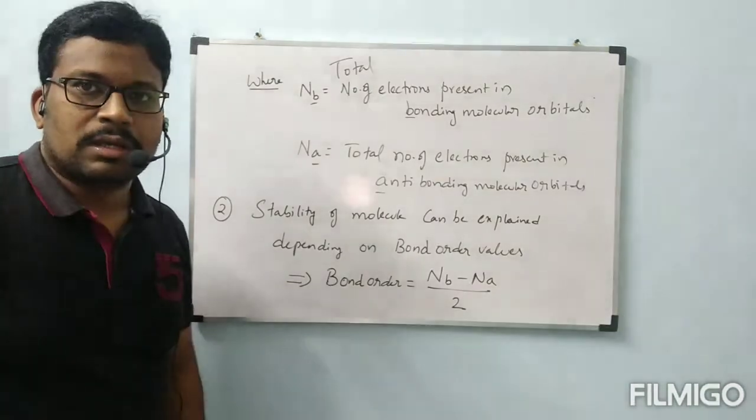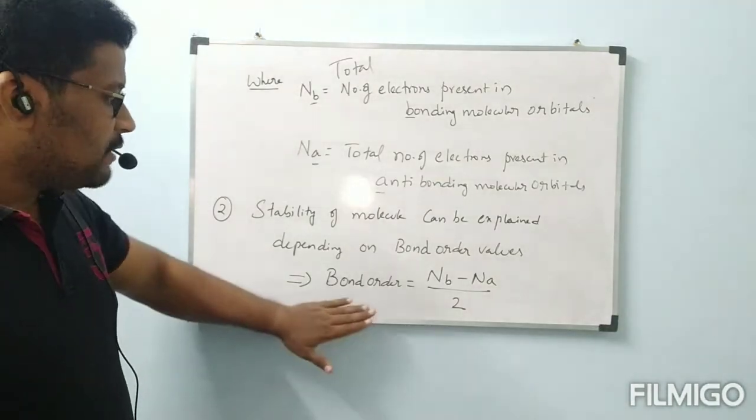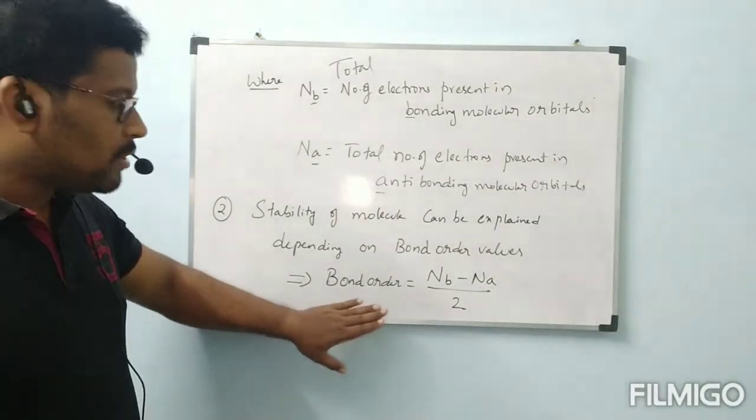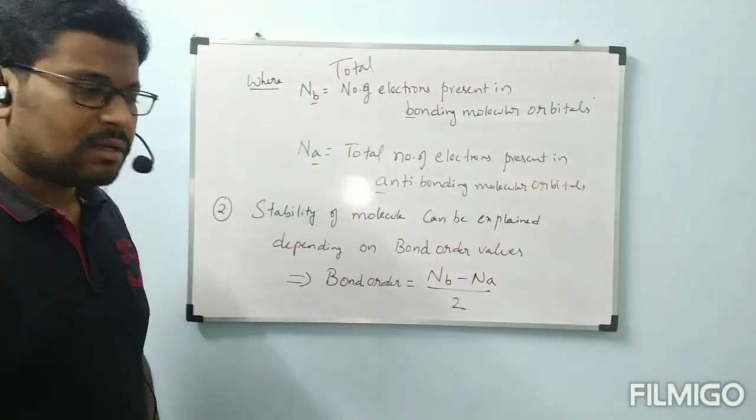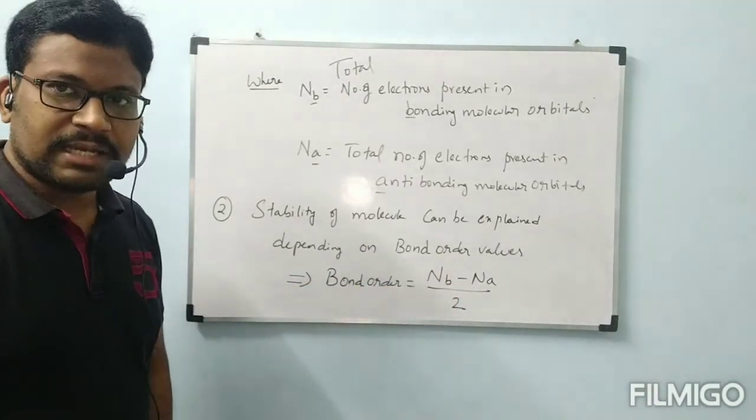Okay? See all of you? We have a formula for bond order. Bond order is equal to Nb minus Na by 2. Once again, bond order is equal to Nb minus Na by 2.